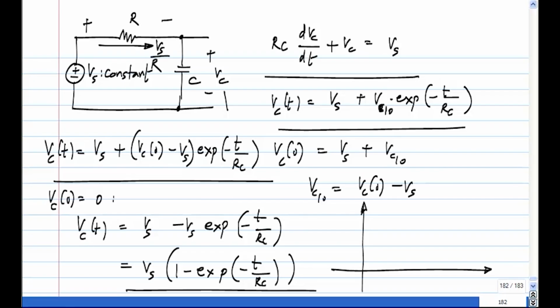It's the current divided by the capacitor. If you have a certain current through a capacitor, current by capacitance is the rate of change of voltage. Current is the rate of change of charge, right? And charge by capacitance is the voltage. So current by capacitance is the rate of change of voltage. So initially it has to increase at a slope of Vs by Rc.